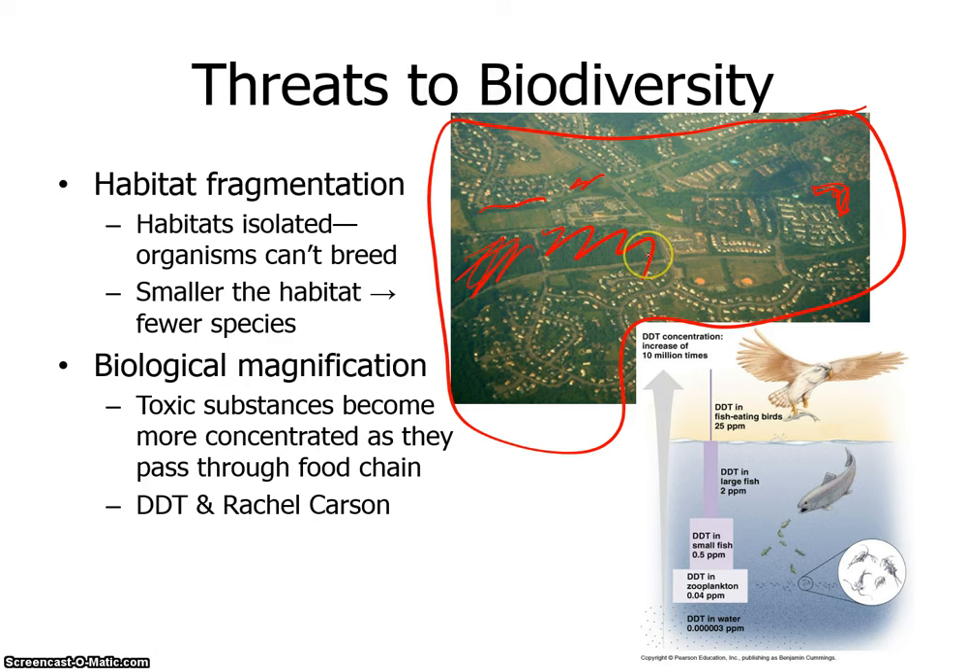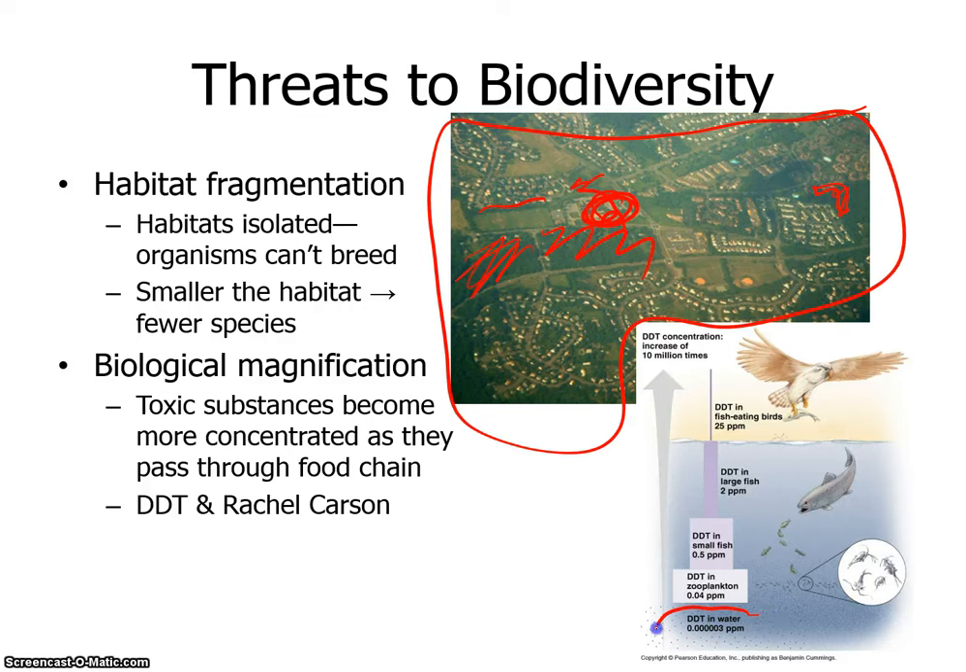Think of all the raccoons or the possums that you see dead on the side of the road, or deer, or whatever. There's a whole slew of things. It's going to be hard for them to cross this open area to be able to reproduce over there. So we're isolating these populations. Okay, biological magnification. We already talked about this with DDT.